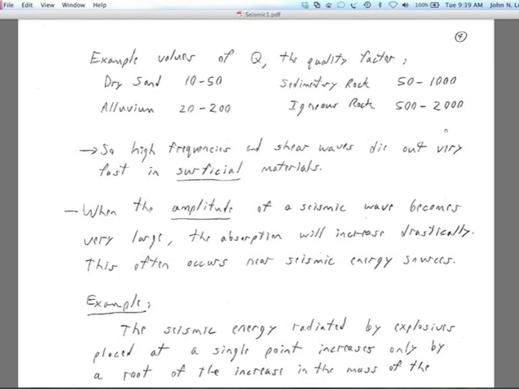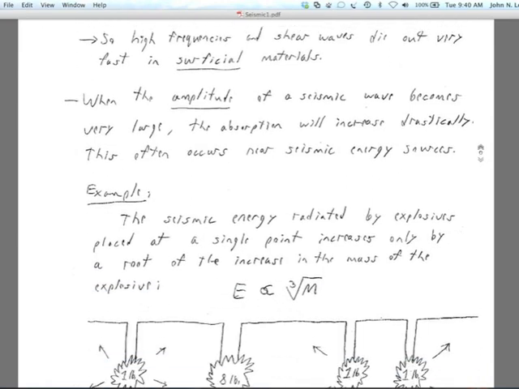So, in areas like the ones I've surveyed on the Colorado Plateau, in Canyonlands National Park, it's sedimentary rock. The Q was fairly high, and we could see even relatively small sources many kilometers away. But at the top of Sand Mountain, we're looking at a quality factor probably as low as 5, and it's hard to see anything, even a fairly large source, even several meters away, at least at high frequency.